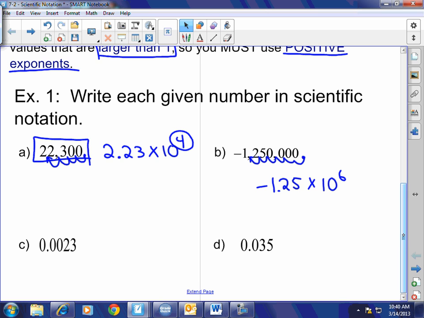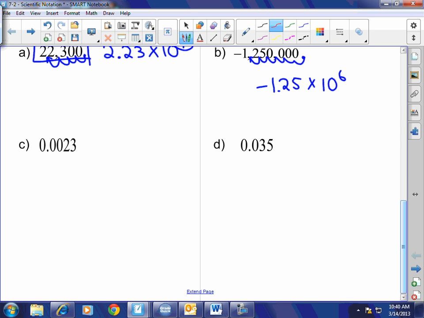Now we'll do the decimal values in red. Is the absolute value of this less than 1? Yes. The decimal, right? So I'm going to use negative exponents. What would it be, my brother? You go 1, 2, 3 to the right. 2.3 times 10 to the negative 3. Why was it negative? Because the absolute value of the original number was less than 1.